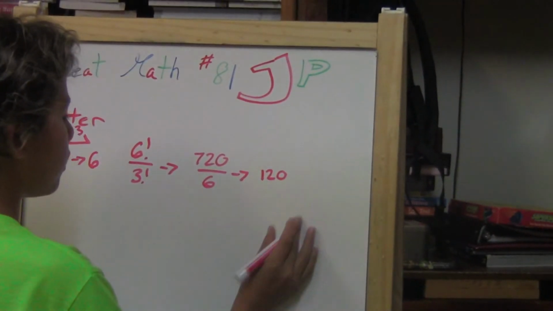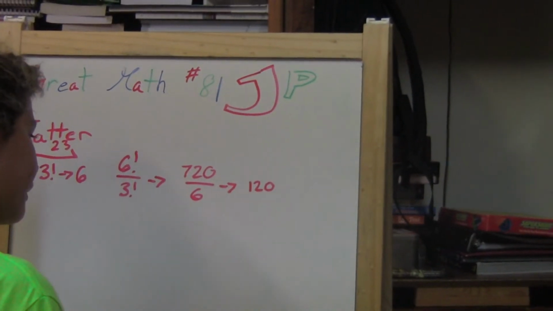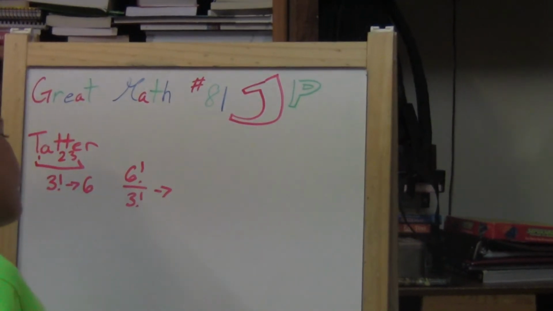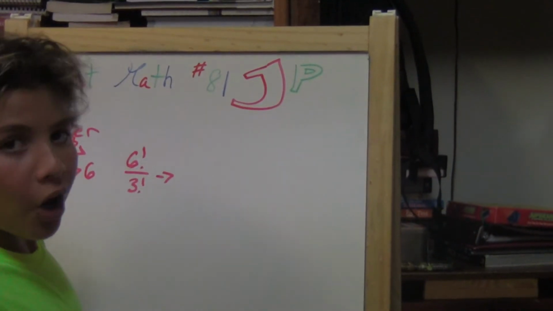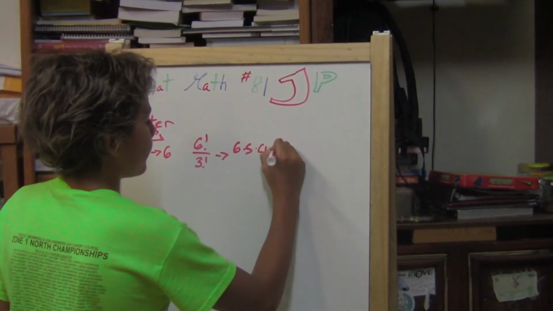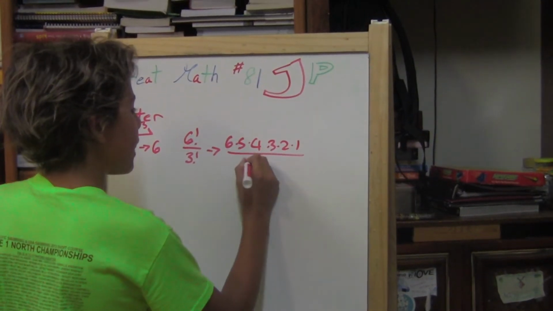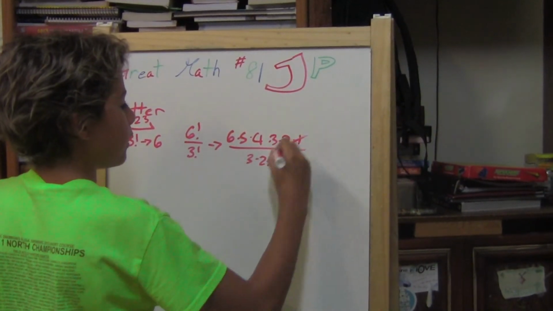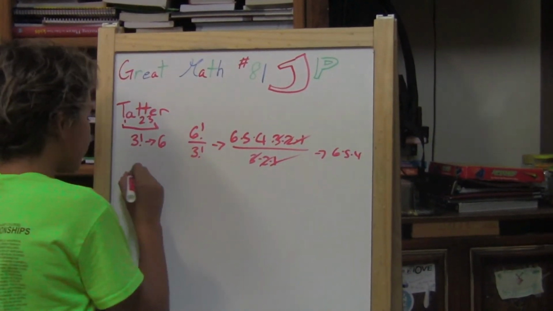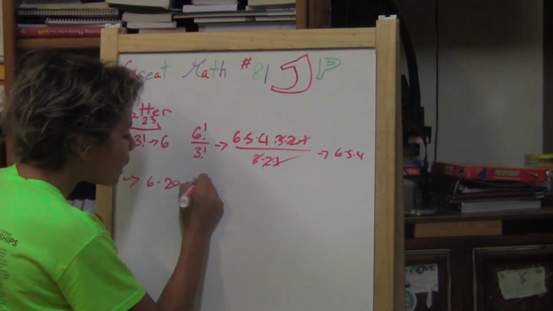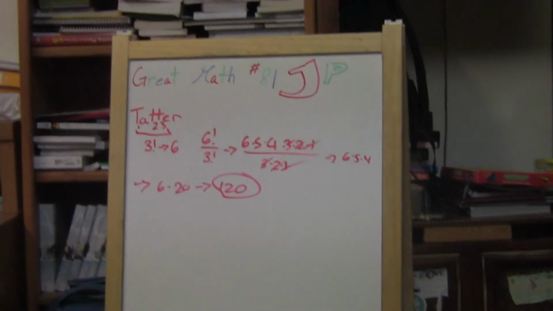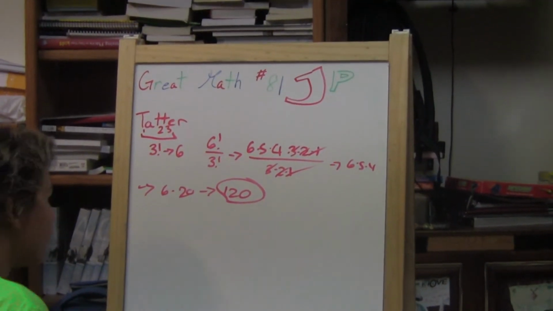Or what you can do, 6 factorial equals 6 times 5 times 4 times 3 times 2 times 1 divided by 3 times 2 times 1. Or, if you guys really want to avoid doing it that way, some of you who already paused probably know this way already. Cancel out, cancel out, cancel out. We get 6 times 5 times 4, which is 6 times 20, which is 120 possibilities for the word arrangements for tatter. There we go.